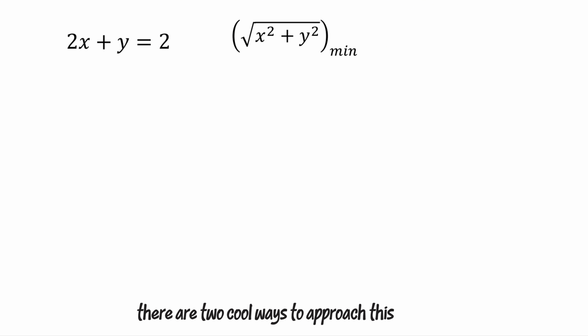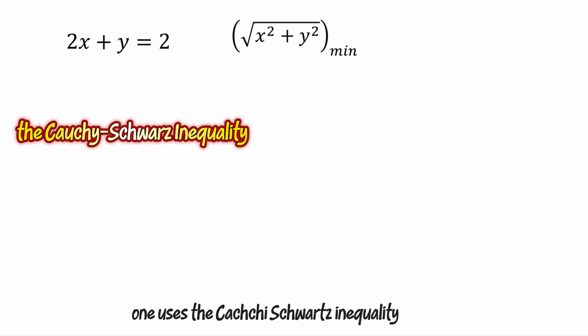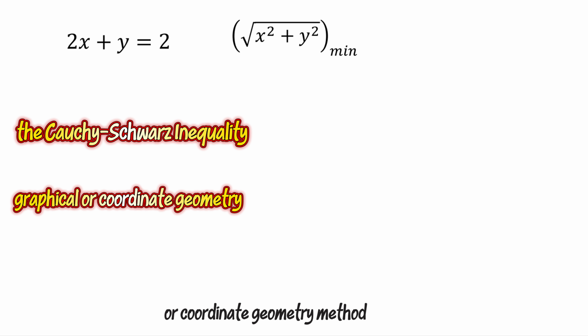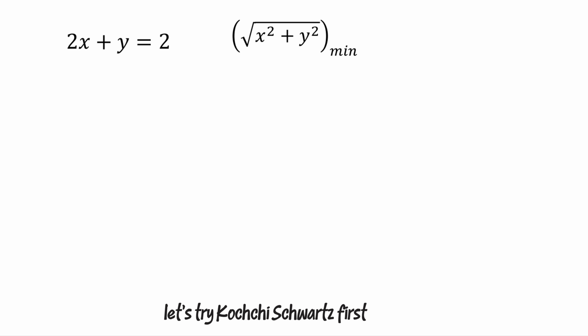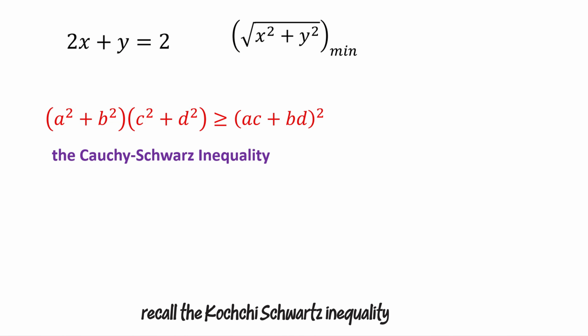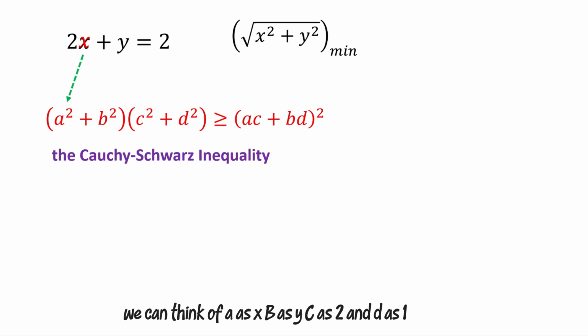There are two cool ways to approach this. One uses the Cauchy-Schwarz inequality, and the other uses a graphical or coordinate geometry method. Let's try Cauchy-Schwarz first. Recall the Cauchy-Schwarz inequality. We can think of A as x, B as y, C as 2, and D as 1.